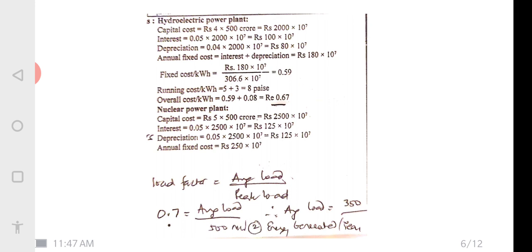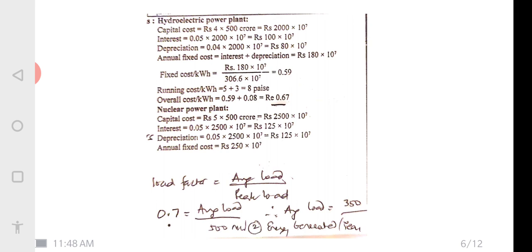Now next is depreciation. Also you have to take it out every year. Depreciation is 4%, that is 0.04 into 2000 crores, that is 2000 into 10 raised to 7, that is 80 into 10 raised to 7, that is 80 crore rupees. So this depreciation amount of 80 crore rupees you have to take out every year. Interest amount, 100 crore rupees every year. But the capital cost is once only, for establishing the plant that you have set up.